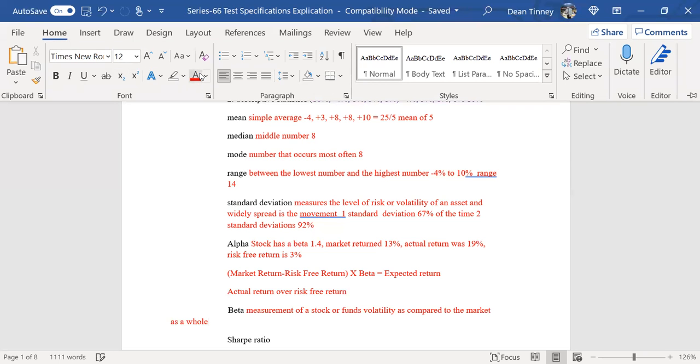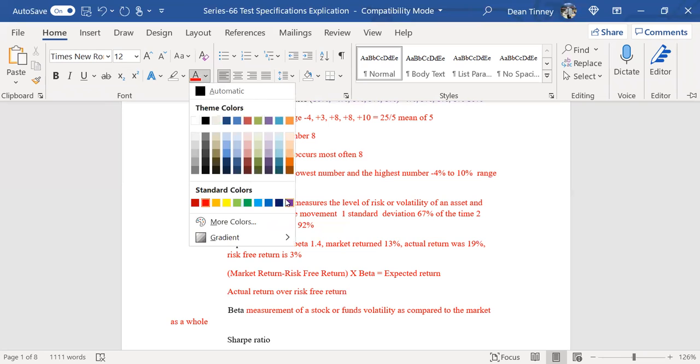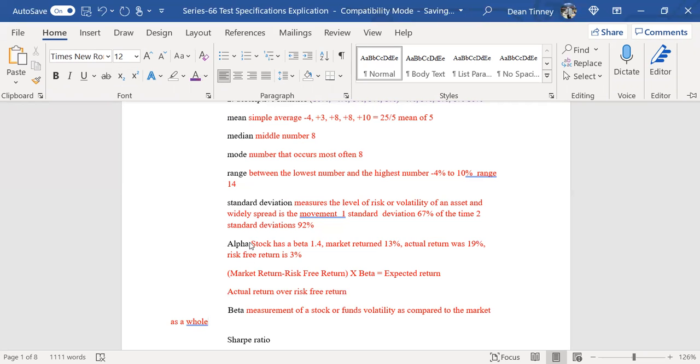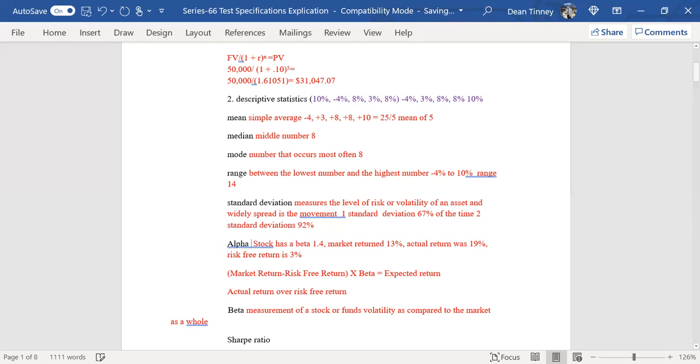I think of alpha as the returns in excess of beta. And let's just put excess returns in terms of the market. So here, I just want to give you a little example of alpha. Say a stock has a beta of 1.4. That means it's 1.4 times more volatile than the market.